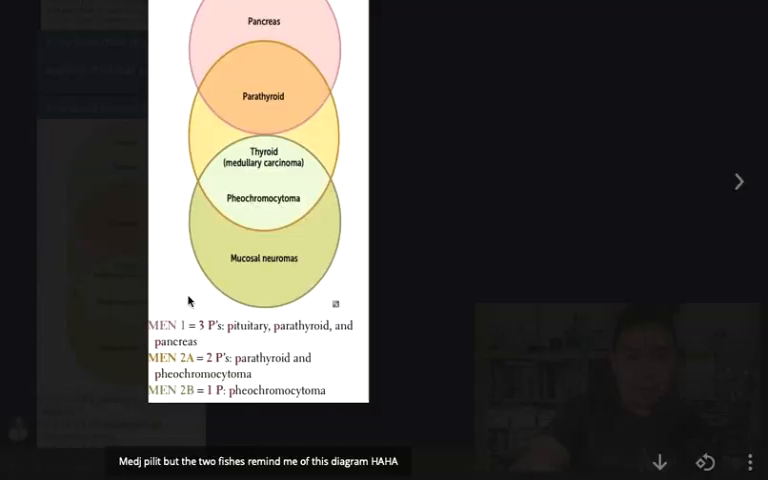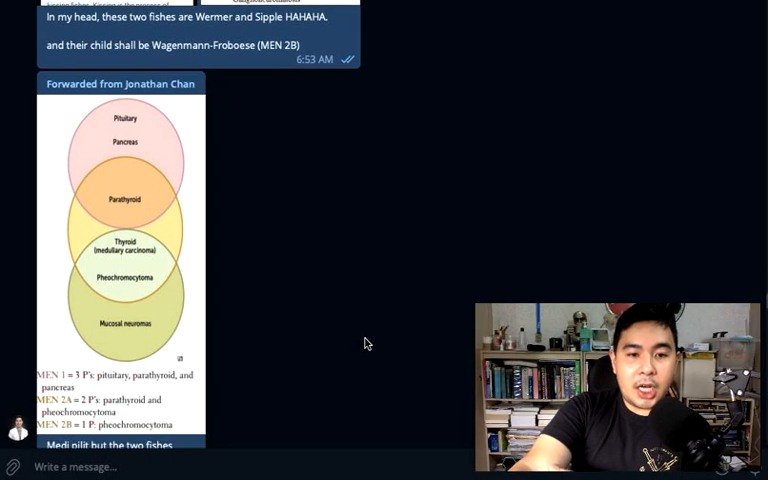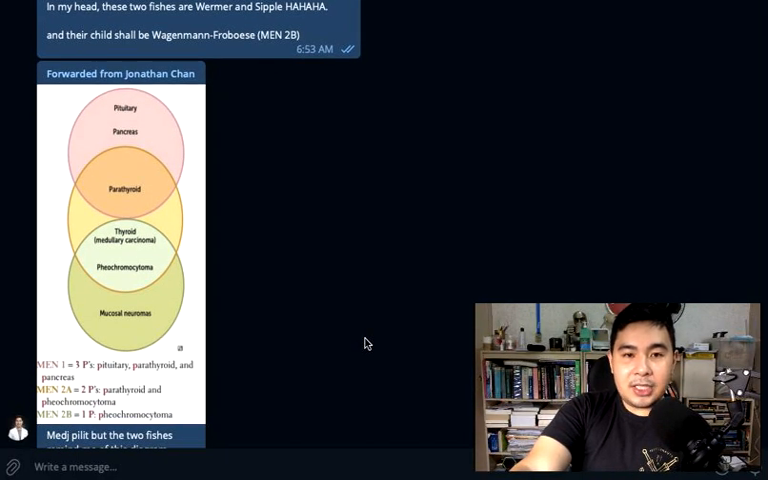So this is from First Aid. How to remember the different components of MEN 1, MEN 2A, and MEN 2B. MEN 1 has 3 Ps, so it affects your pituitary, your parathyroid, and your pancreas. Your parathyroid is also affected in MEN 2A, and this also presents with pheochromocytoma, as you see here. What's unique about MEN 2A would be the presence of medullary thyroid carcinoma.